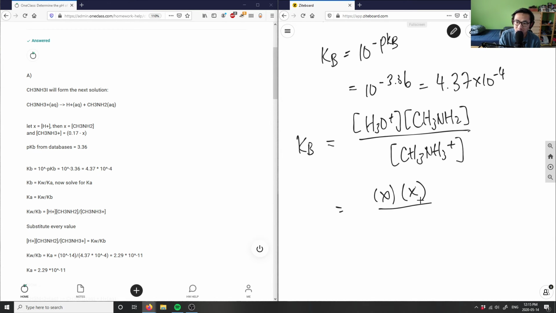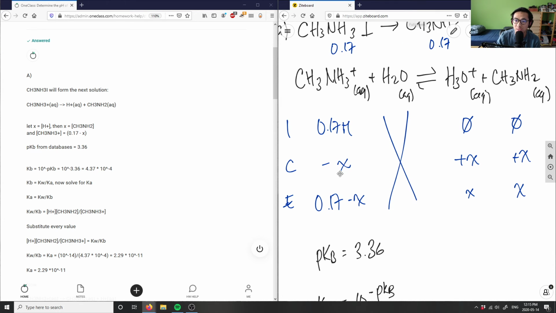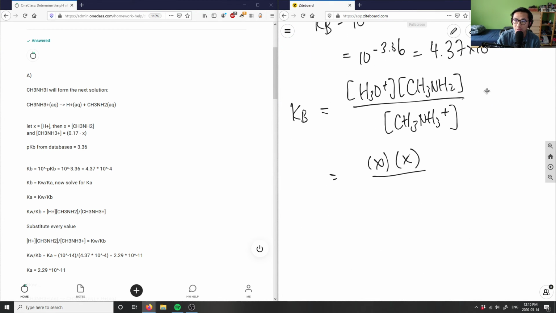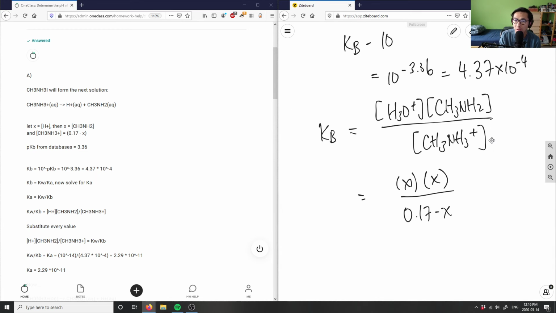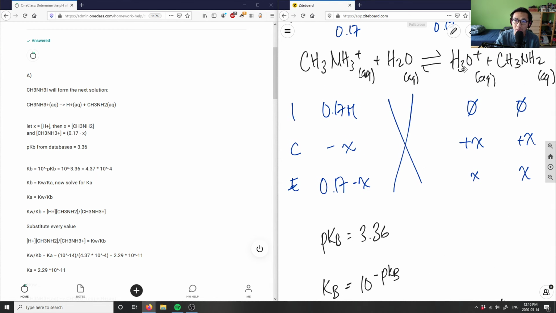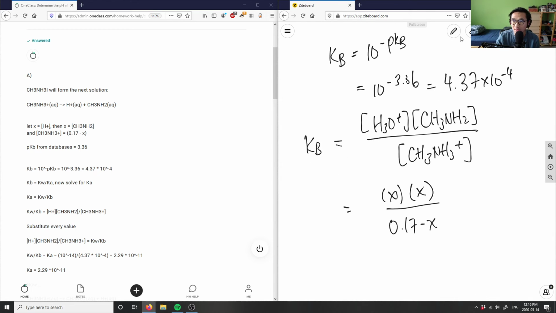This guy is also X. And then, as found in my ICE table, this here is 0.17 minus X, right? So 0.17 minus X would be the concentration of my CH3NH3+. And my Kb here, I actually can't use my Kb in this case because I'm actually making my hydronium ion, right? So I'm actually going to have to find my Ka of this guy here. So this is actually a Ka expression, not a Kb expression.